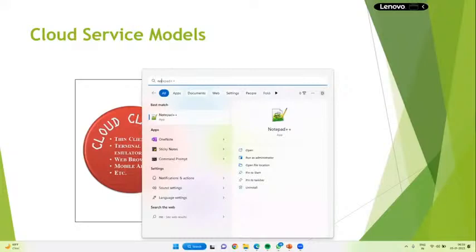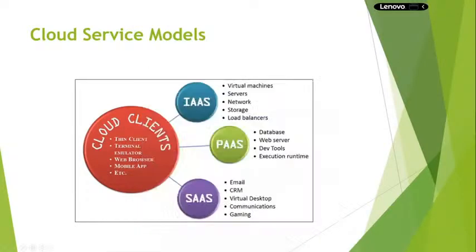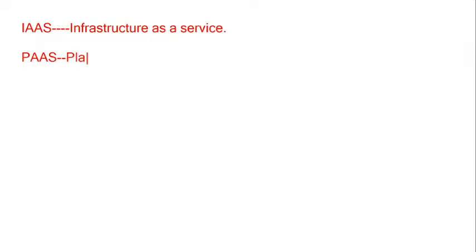So private cloud, public cloud, and hybrid cloud. Now the service models. One is IaaS, Infrastructure as a Service. Another is PaaS, Platform as a Service. And the third one is SaaS, Software as a Service.